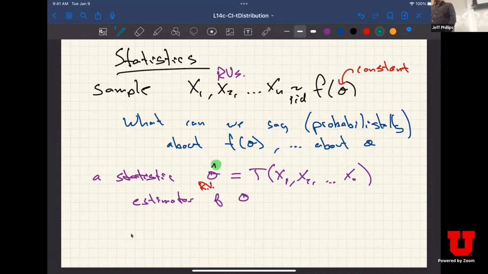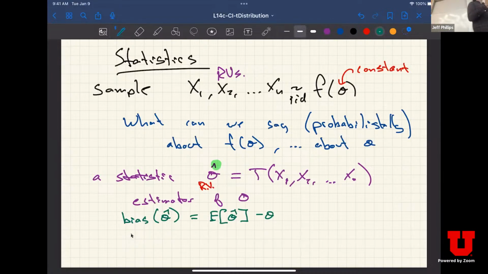And then we're going to think about two things we can say about the probability distribution. One is the bias of theta hat, which is going to be the expected value of theta hat minus theta. It's a probability distribution, so we can take its expected value, and then we can subtract off the true value of theta. If this is 0, it's going to be unbiased. We want to say, if we just look at this one value, do we think on average it is going to be the right value? Okay, but it might not be close to the right value. So how close is this actually to the right value?